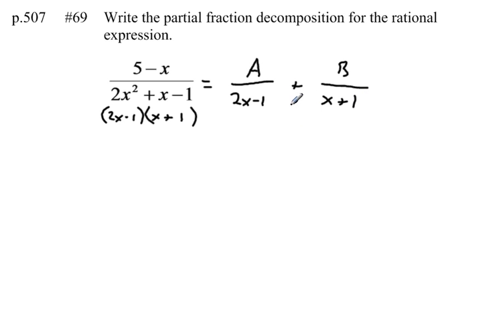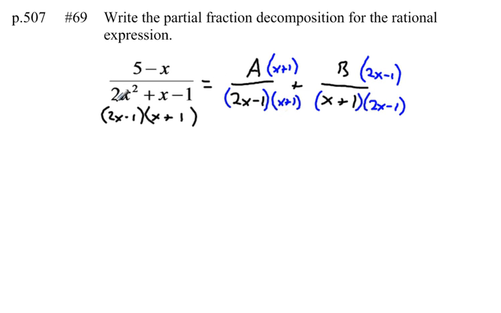Okay, now we need to solve for a and b, and to do that, let's try to add these together. Now to add these, we're going to need a common denominator. Now the nice thing is we know the common denominator is right over here. So if I multiply the first fraction, top and bottom, by x plus 1, I'll have my common denominator. The second fraction, if I multiply the top and bottom by 2x minus 1, I'll have my common denominator.